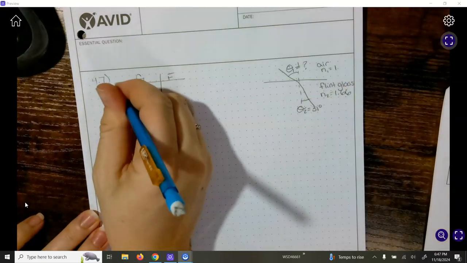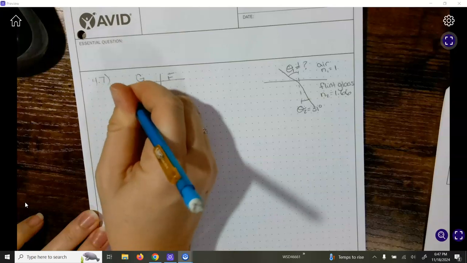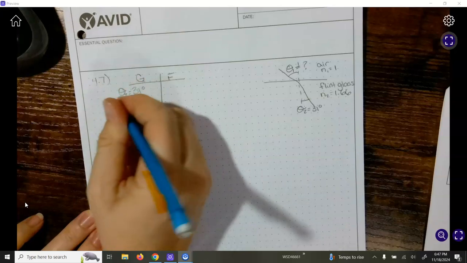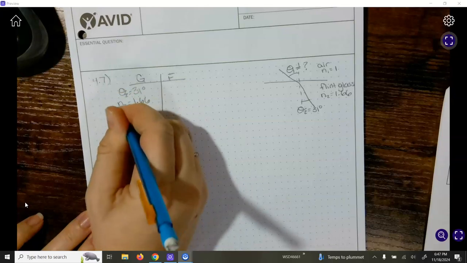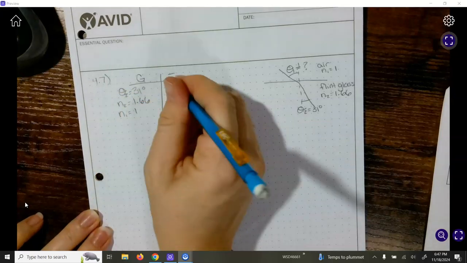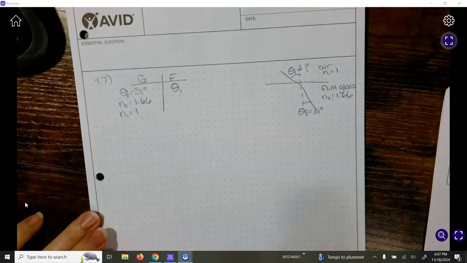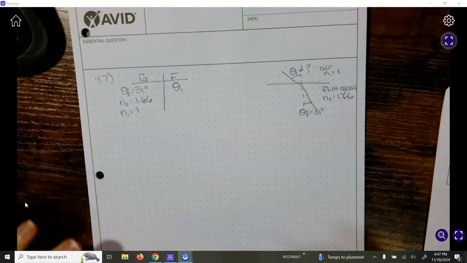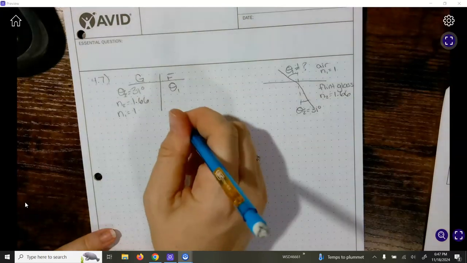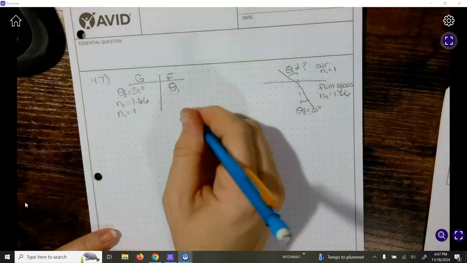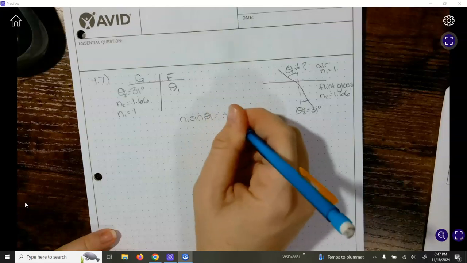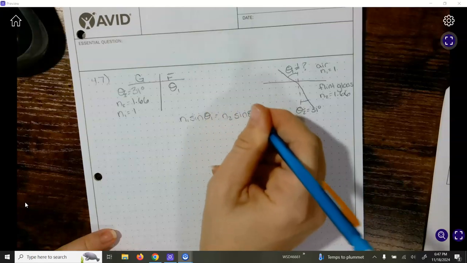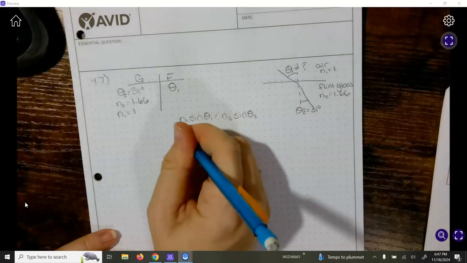And from the table, I know that that is 1.66. So I'm going to list theta sub 2 is 31 degrees. N sub 2 is 1.66. N sub 1 is 1. And I'm looking for theta 1. I'm going to do this fast because we've already done this before in 4.5. We rewrite Snell's law. We plug in what we know.